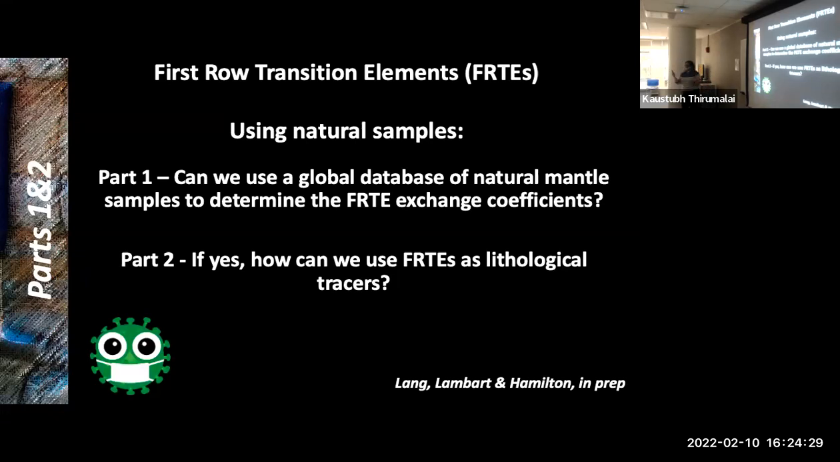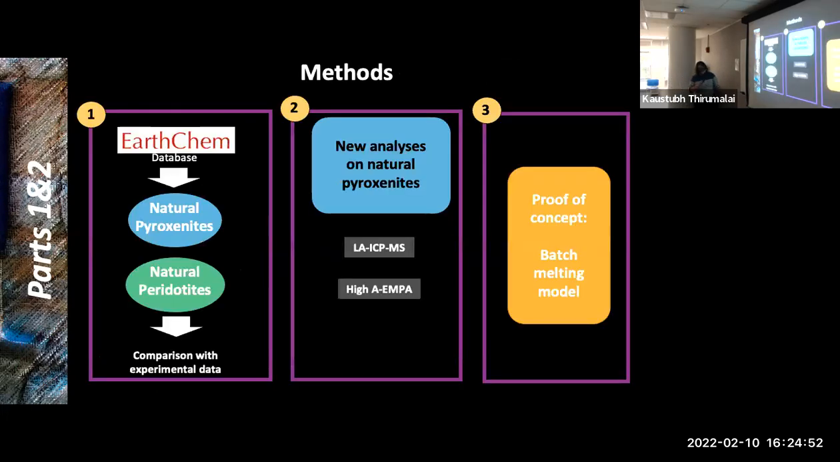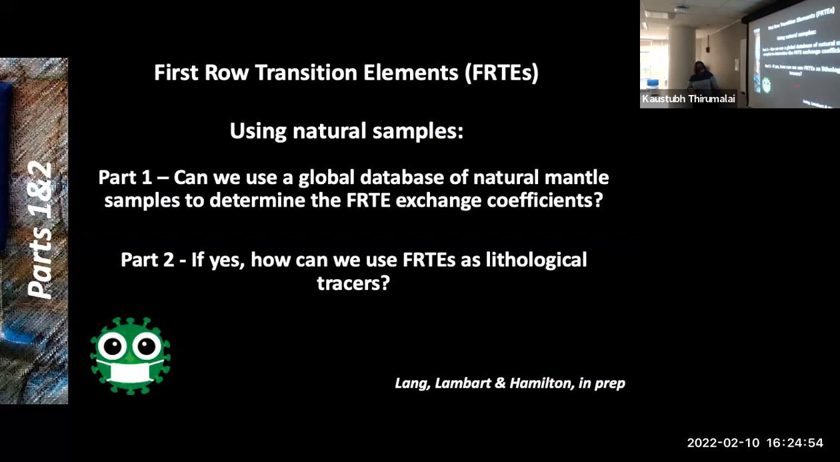So the initial plan was to do experimental work, but no access to the lab. So we changed the project and we said, okay, we don't have access to the lab. Can we actually use what is already available, and in particular natural samples, to see if we can say something about the behavior of these FRTs? So this is a project led by Otto Lang, who was a master's student in my group and actually graduated last summer. And he tried to answer two different questions.